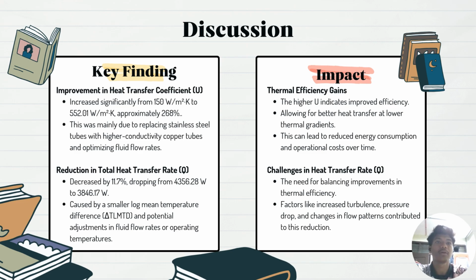As for the impact of this improvement, first, thermal efficiency gain. The higher U, which is the heat transfer coefficient, indicates improved efficiency, allowing better heat transfer at lower thermal gradients. This improvement can also lead to reduced energy consumption and operational cost over time.